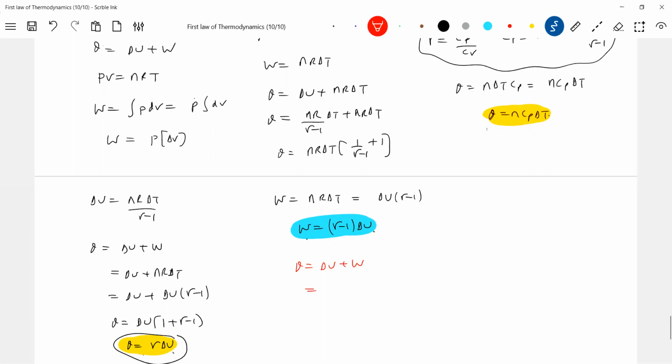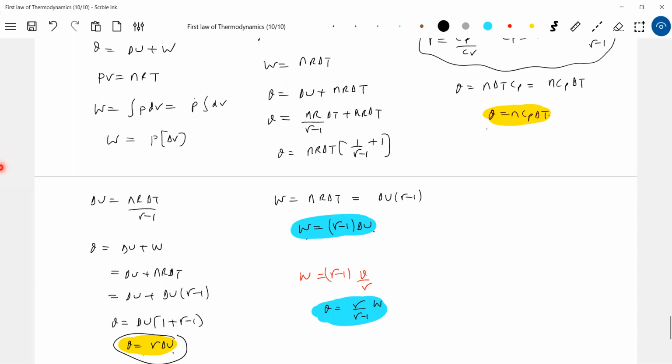Delta U, what you can write it as? Q by gamma. Or here only, delta U, let me write it as Q by gamma. There's one more equation. In isobaric process, there's a relation Q equal to gamma delta U. And what is gamma? Cp by Cv. Already we have said, adiabatic exponent of gas, that one.